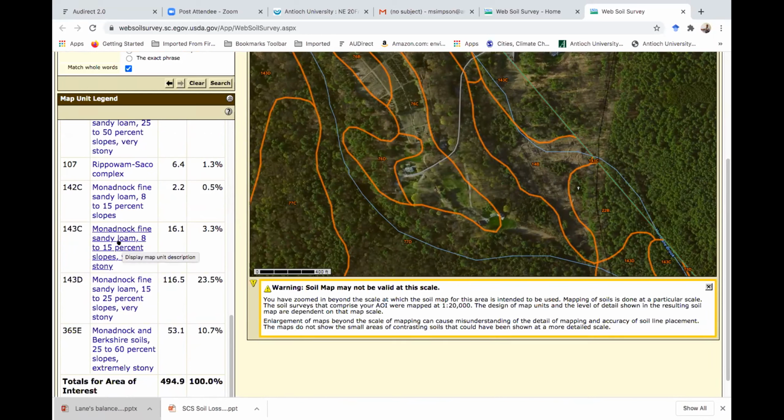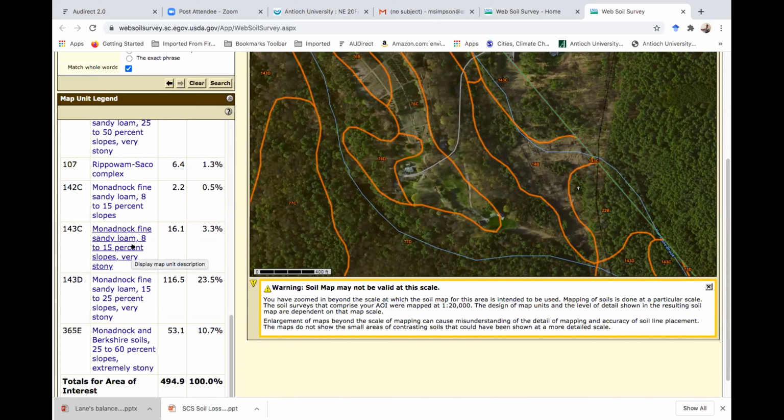We'll go to Monadnock C. If I double click, you see Monadnock, it says fine sandy loam. What that means is it's mostly fine sand in the C horizon. The B horizon is also a lot of sand, and the A horizon has more organics in it. So it's telling you it's a sandy soil, but it's a fine sandy soil.